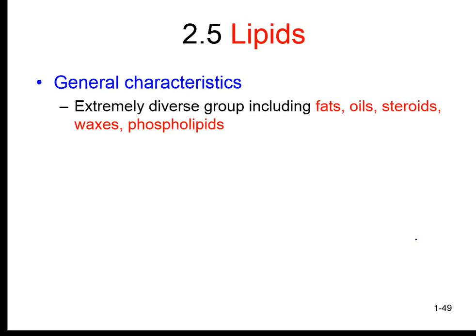So when we talk about lipids, if I ask you, can you give me examples of lipids? Lipids has a lot of things. It has fats, it has oils, it has what we call steroids, waxes, and phospholipids. All these are examples of lipids.